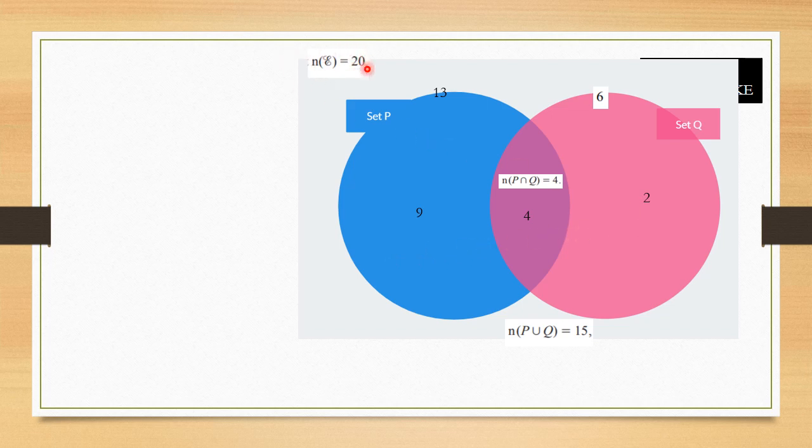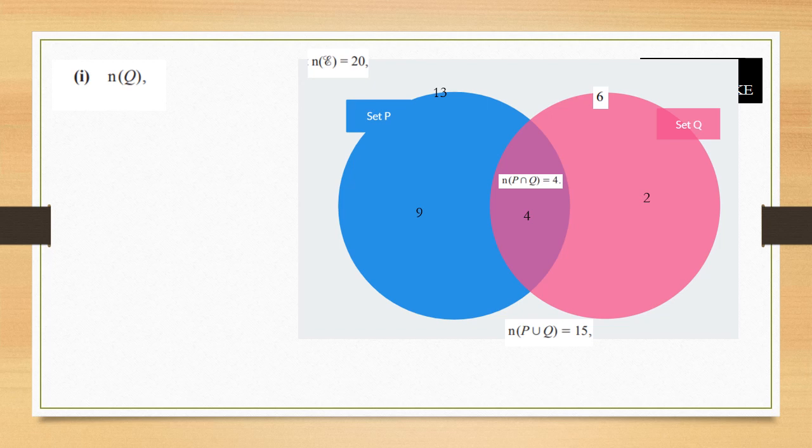But in the universal set, you have to have 20 elements. 20 minus this 15, over here you can have 5. P union Q not, so the complement of P union Q, anything which you are not going to include over here in P union Q, that 5 you have to write outside over here. So let's answer the questions.